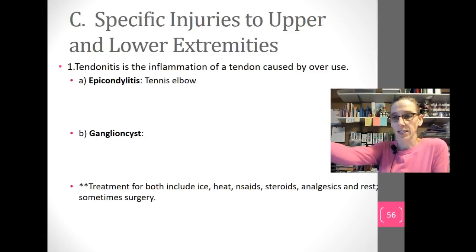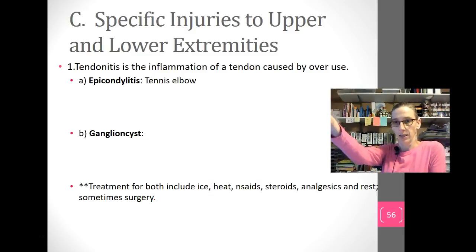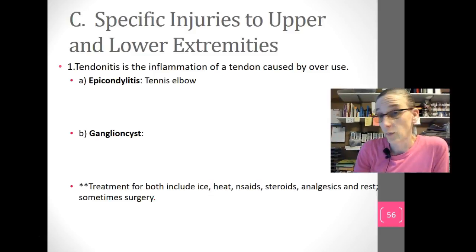So that's why they call it tennis arm. It's this constant pronation, supination, like you would have when you play tennis. So they often have pain in the forearm with a very weak grasp when they have epicondylitis. Then you've got the ganglion cyst.